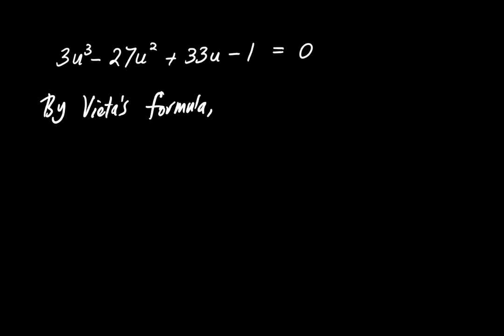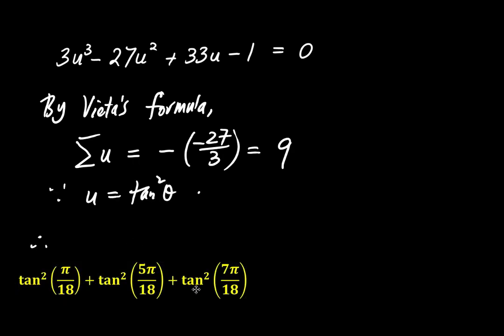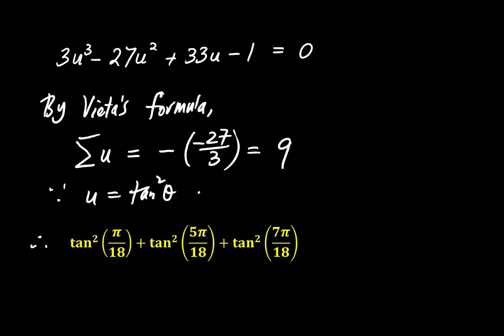From this cubic equation, the sum of the roots is sum u equals negative of negative 27 over 3, which equals 9. Therefore, tangent squared pi over 18 plus tangent squared 5 pi over 18 plus tangent squared 7 pi over 18 equals 9.